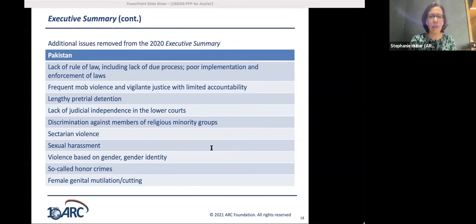And again, these are really important omissions. So for example, frequent mob violence and vigilante justice with limited accountability, violence based on gender and gender identity, or so-called honor crimes was no longer listed as a human rights violation in the executive summary.